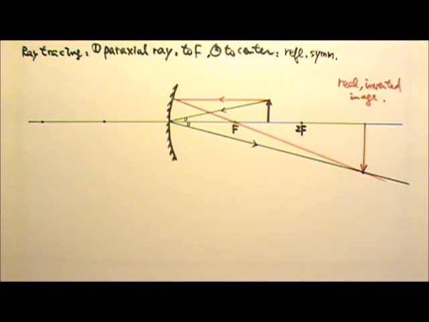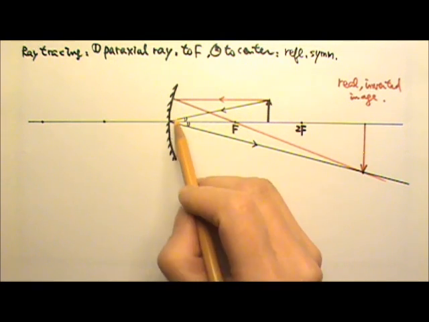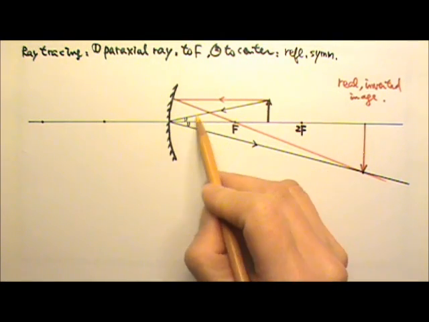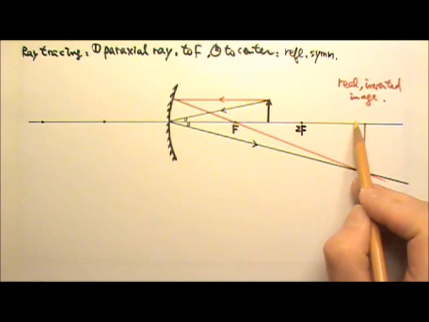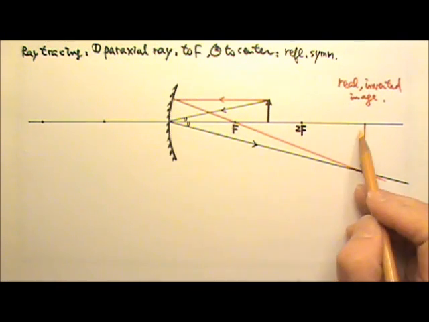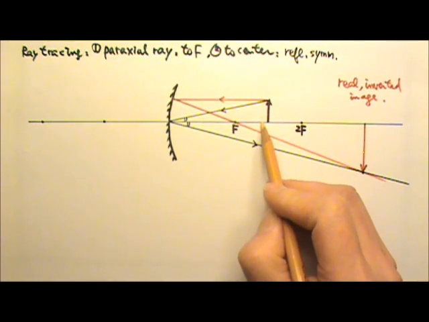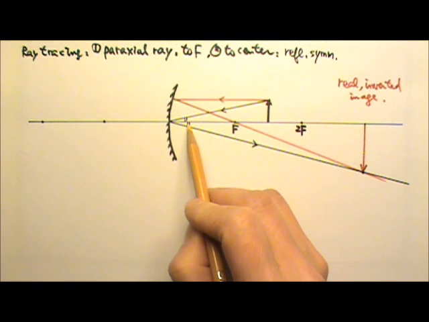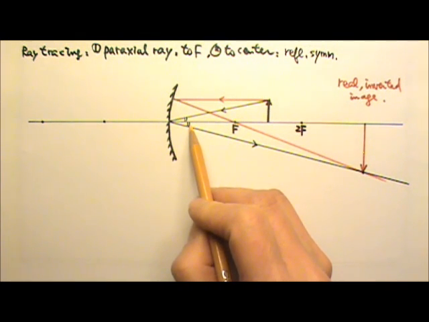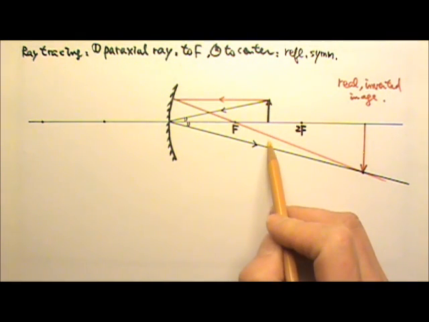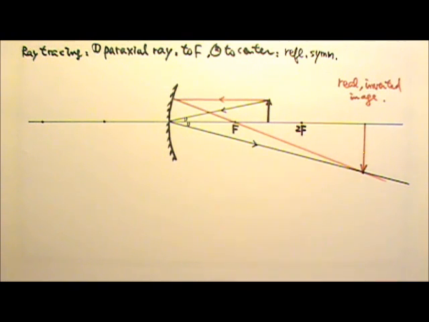There are two sets of similar triangles we're going to use. This right triangle up here and this right triangle down here. We have the right angles over here, and these two angles are the same because of the law of reflection. So these two triangles are similar.